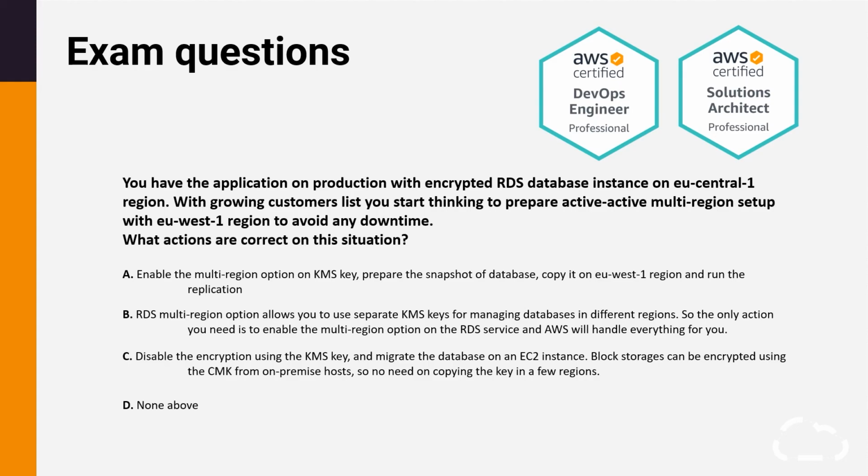A. Enable the multi-region option of KMS, prepare a snapshot of the database, copy it to EU West region, and run the replication. B. The RDS multi-region option allows you to use a separate KMS key for managing the database in different regions, so the only action you need is to enable the multi-region option on the RDS service and AWS will handle everything for you. C. Disable the encryption using KMS and migrate the database to EC2 instances. Block storage can be encrypted using a customer managed key from the on-premise host, so no need to copy the key to a few regions. And D. None of the above. Pausing.